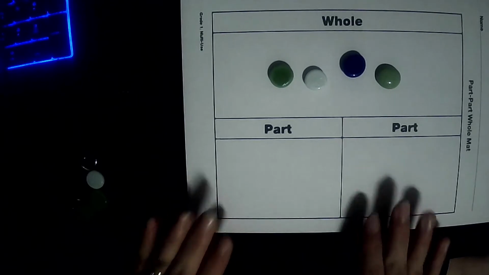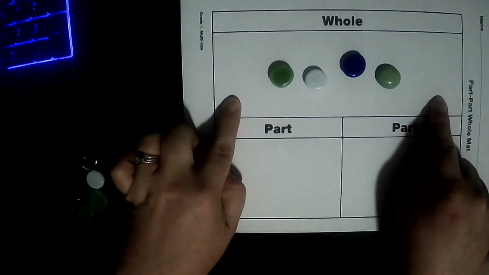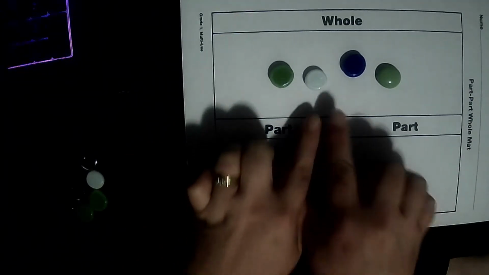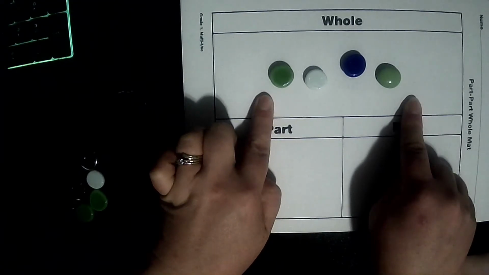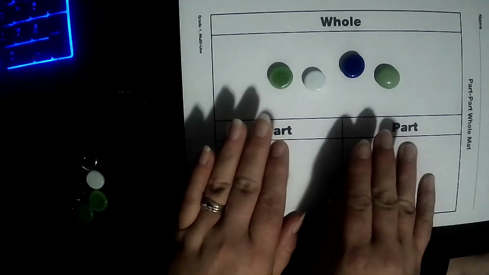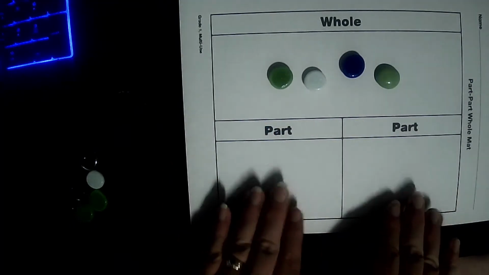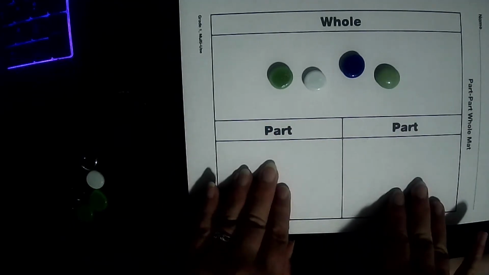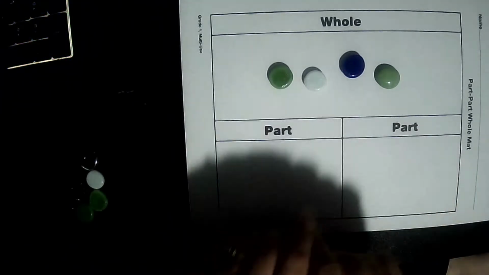We're going to be decomposing numbers, breaking them apart, and seeing how they are going to change into addition and subtraction problems. So here you can see I have a mat where we have a whole and two parts. We're going to look at how many ways we can break apart the number 4 right now. We're also going to take addition, do parts, and see how they come together as a whole.